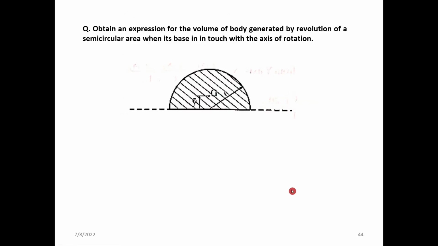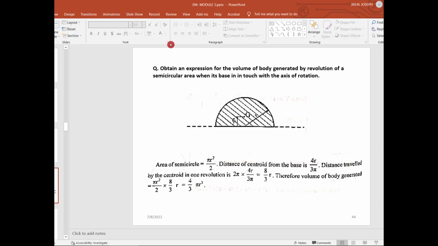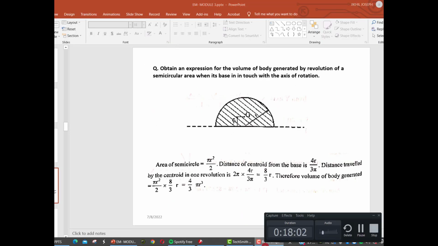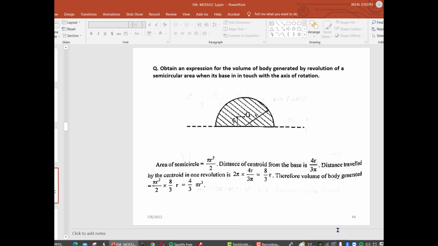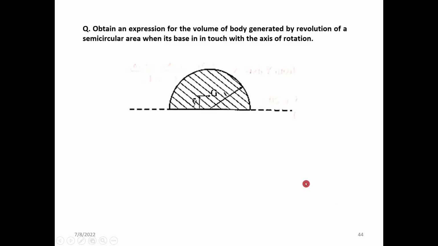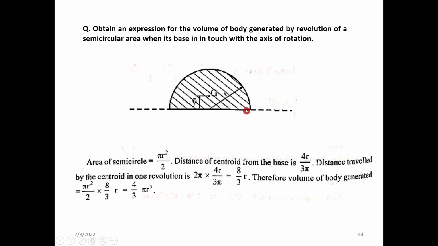A problem which will make you clear. Obtain an expression for the volume of the body generated by a revolution of a semicircular area when its base is in touch with the axis of rotation. So we have the area here. Directly we know that the centroid from the baseline is 4r by 3 pi.